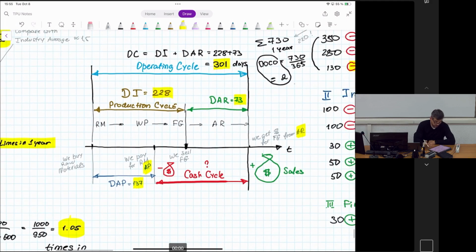So now we have information enough to calculate the cash cycle. So the cash conversion cycle, the CCC, is, to calculate that, we should take the operating cycle and subtract the days in accounts payable. Because we have the whole period of operating cycle and we subtract whatever time we have in days in accounts payable.